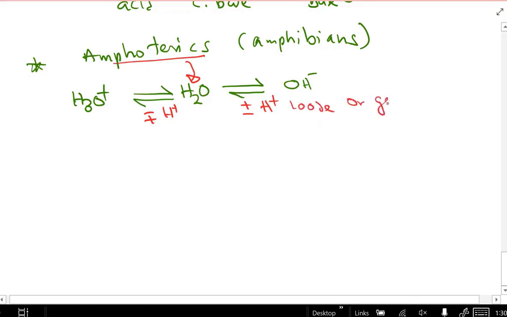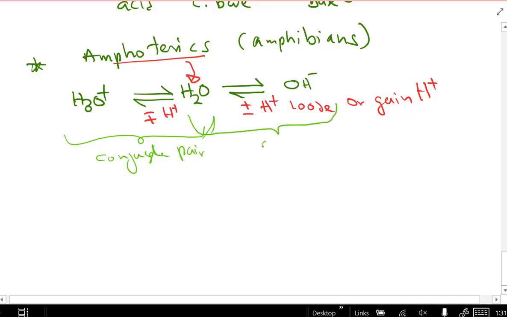Now, if you lose a proton from the water, it'll make a hydroxide, or gain a proton, it'll make hydronium, right? So therefore, hydronium and the water is a conjugate pair, and water and the hydroxide is another conjugate pair.